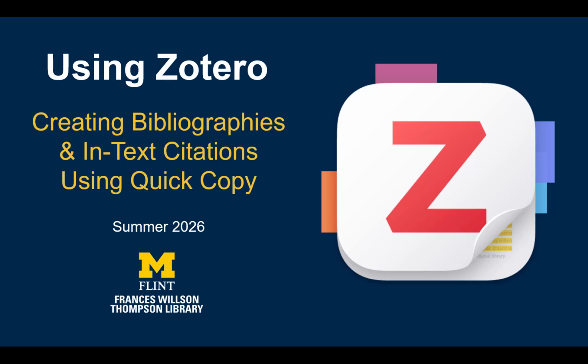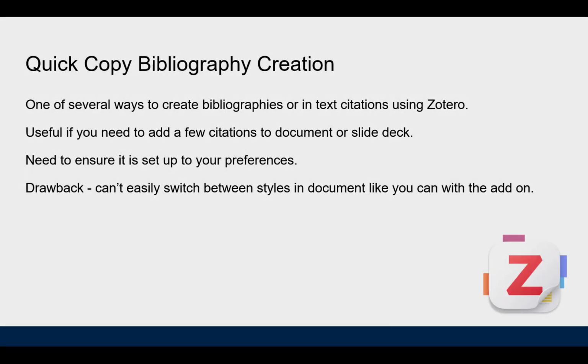Welcome to this tutorial on creating bibliographies and in-text citations using Zotero's quick copy function. One of the best features about Zotero is its ability to create correctly formatted citations in a reference list or bibliography. There are a couple of different ways to create these lists. Quick copy is great if you just need to grab one or a few items to add a bibliography to an essay or a slide deck.